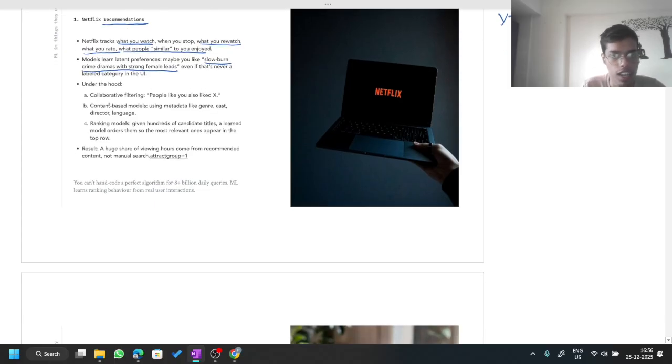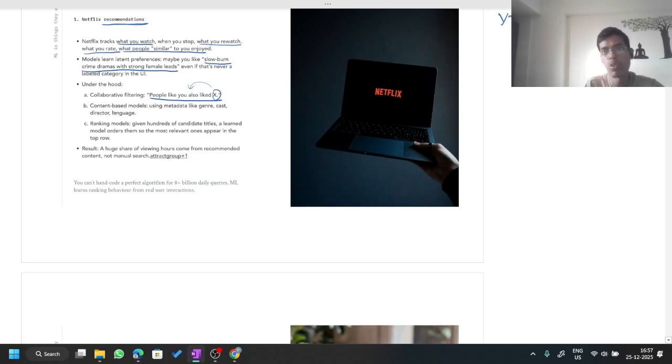Under the hood, it tries to do collaborative filtering. I would not go into the depth of how these models work because it would otherwise make things too long to watch. People with a similar persona liked some X content. It's very likely you will also like it. So it's called collaborative filtering.